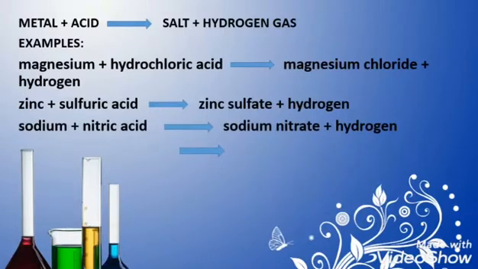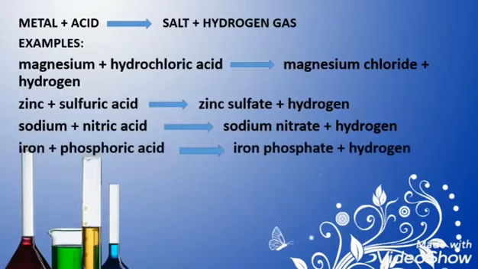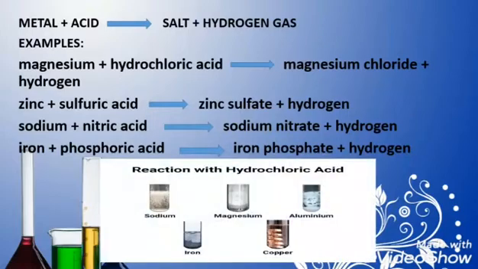When sodium reacts with nitric acid, the acid would be changed into nitrate. So the name of the salt would be sodium nitrate plus hydrogen gas. And when iron reacts with phosphoric acid, it would be changed into phosphate. So the name of the salt would be iron phosphate plus hydrogen gas.